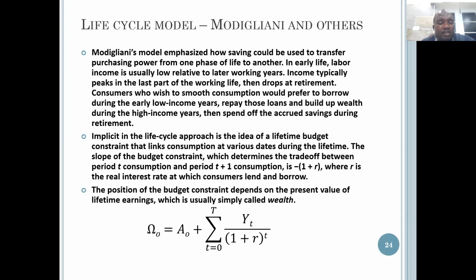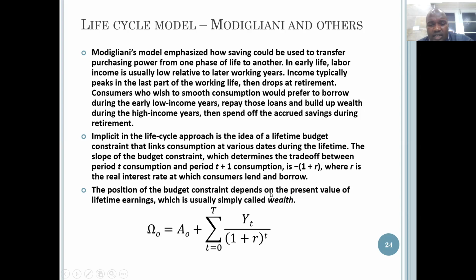That is beyond 65. Implicit in the life cycle approach is the idea of a lifetime budget constraint that is faced by households, that links consumption at various stages or dates during the lifetime. The slope of the budget constraint, which determines the trade-off between period T, which is current period consumption, and period T plus one consumption, which is an immediate future level of consumption, is minus, in brackets, 1 plus R, where R is the real interest rate at which consumers lend and borrow. This is taken from the simple interest formula.